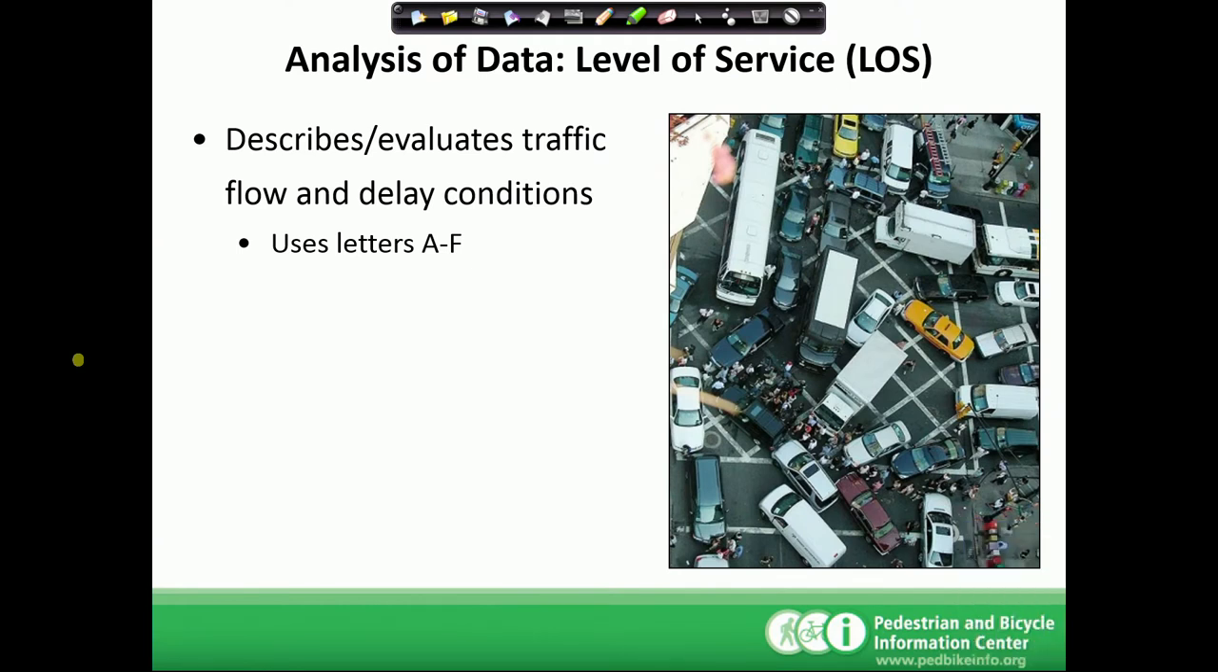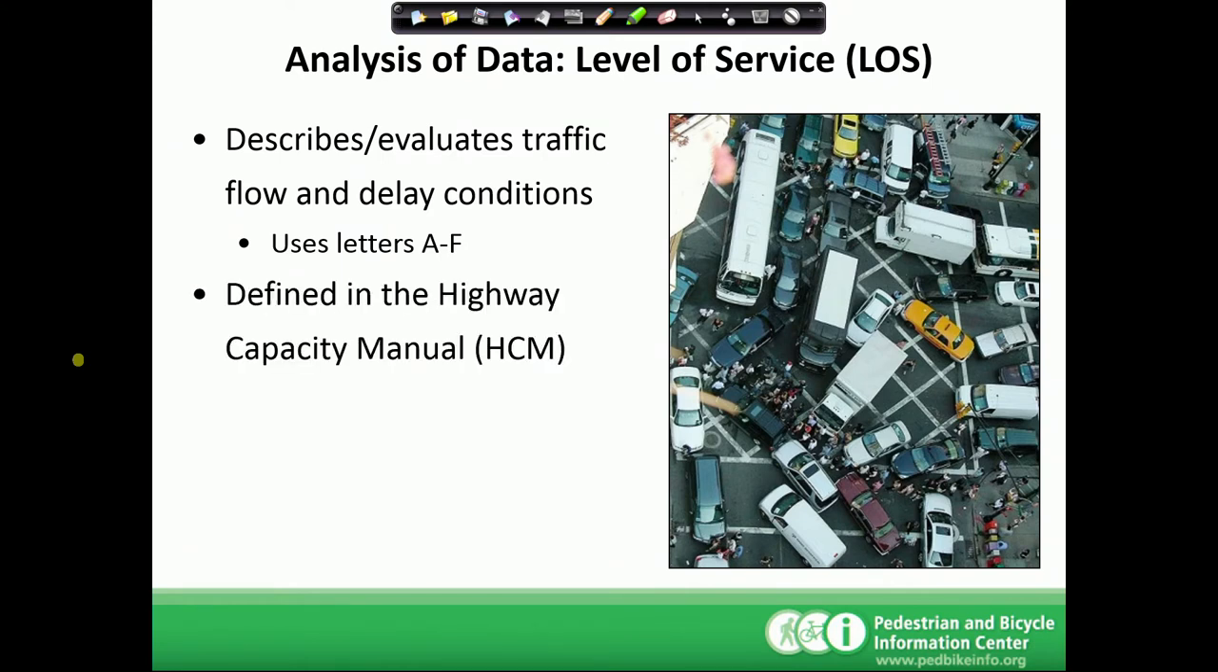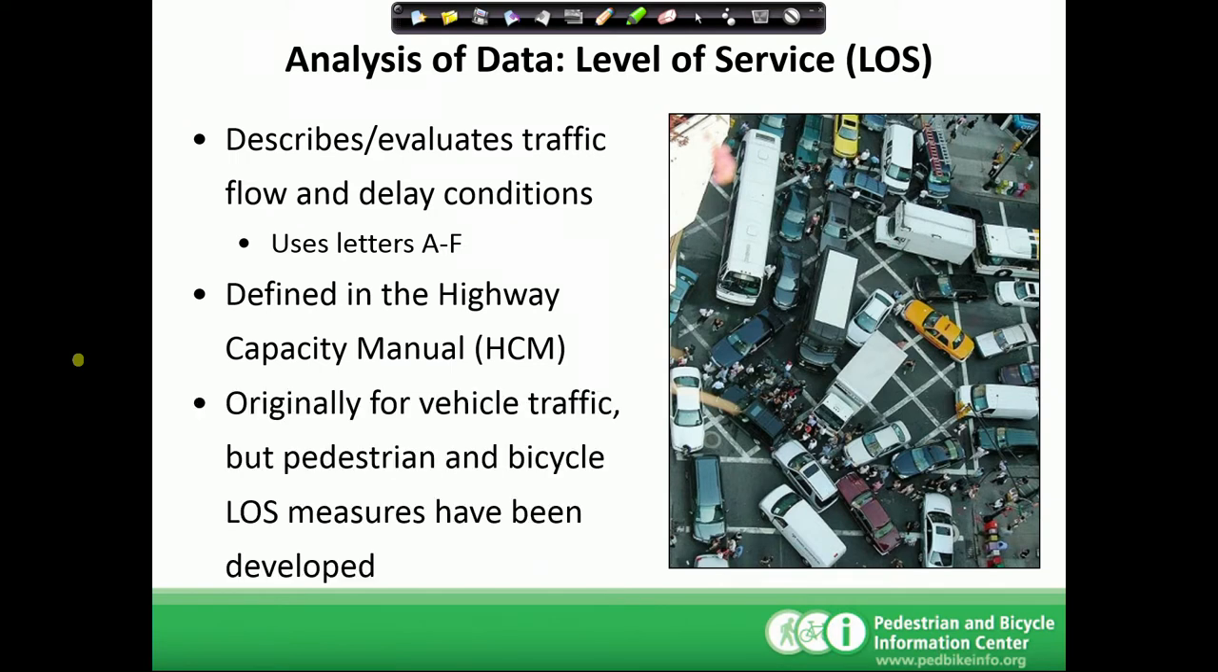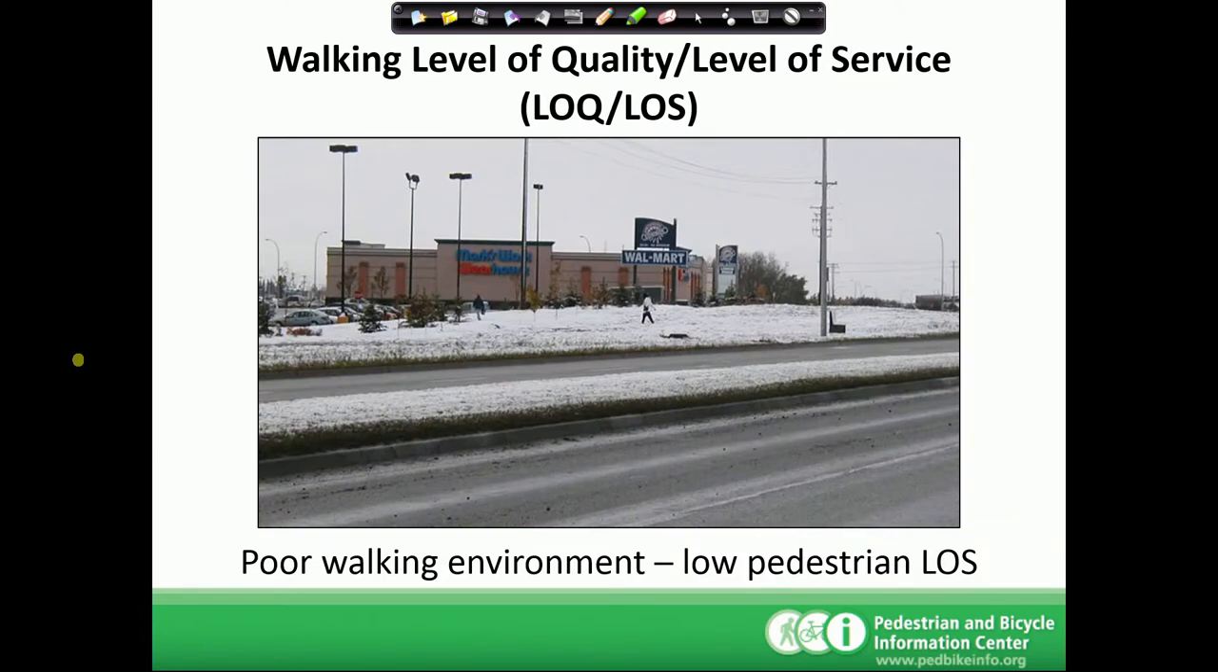And then we evaluate the data based on level of service, traffic flows and densities through letter grades using the Highway Capacity Manual. We have some of the measures available for traffic, bicyclists, pedestrians, or separated. So that's where we are right now.